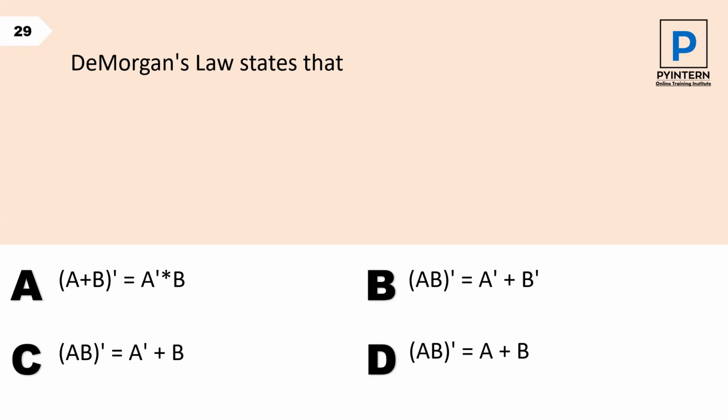C is an incorrect option because B is not complemented. D is also an incorrect option because all are normal. So the correct option is B. There are two De Morgan's laws. The complement of A plus B is equal to A complement into B complement. So the correct option is B.